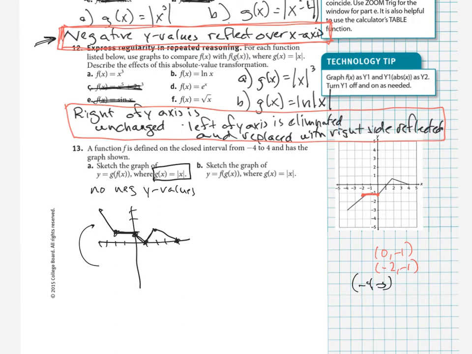So for part B, and I'm going to write on my graph, the right side of the y-axis is unchanged. The left side is eliminated. This side, gone. And it's replaced with the right side reflected. So we're going to take this and we're going to reflect it over here. All right, so again, 1, 2, 3, 4. And then we have 2, 1.